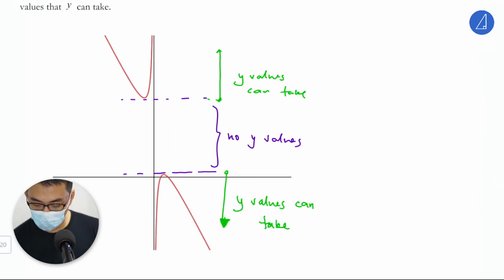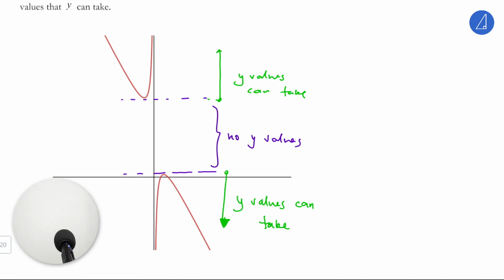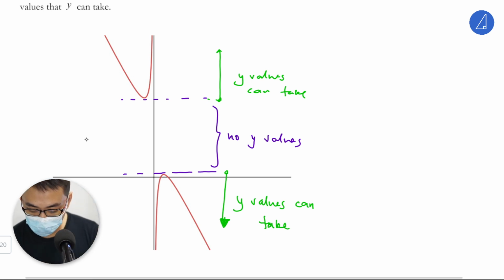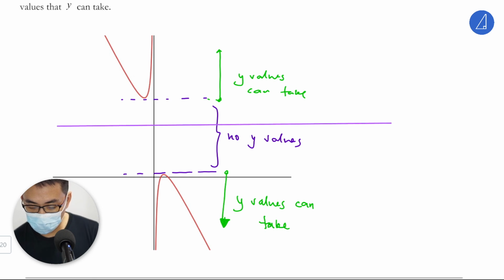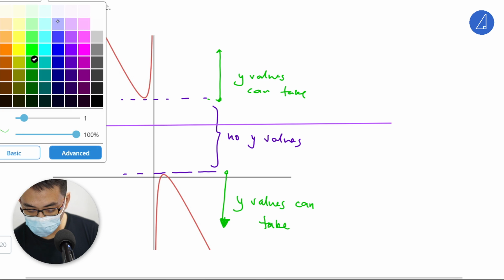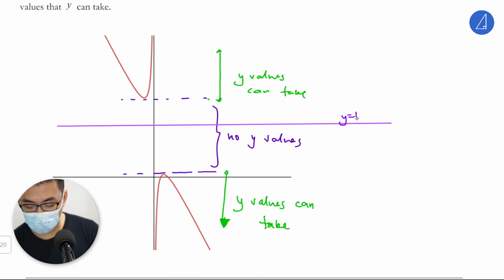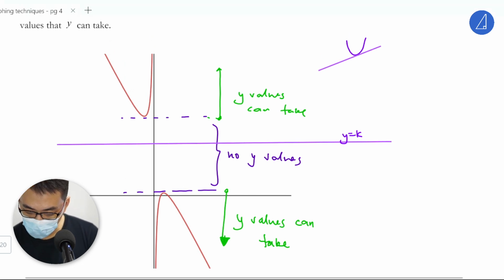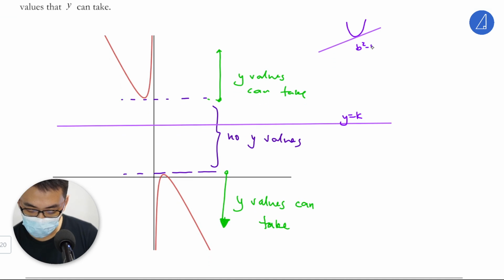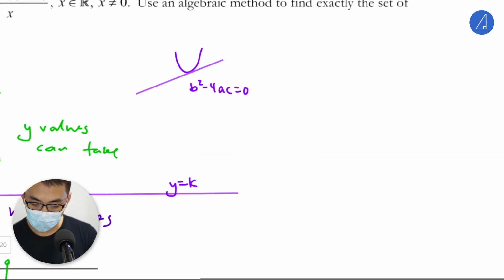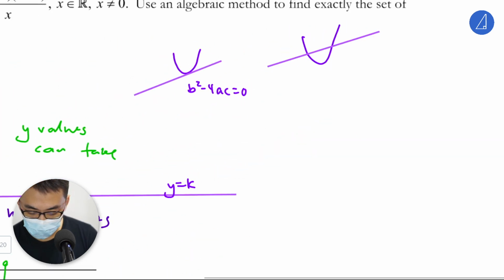What I'm gonna do is this. I'm gonna create a horizontal line, let y equals to k. And essentially, I'm gonna use secondary school method. You remember this method here where we touch each other. This is b squared minus 4ac equals to 0. Then you cut twice will be b squared minus 4ac more than 0. And if it doesn't cut, less than 0.